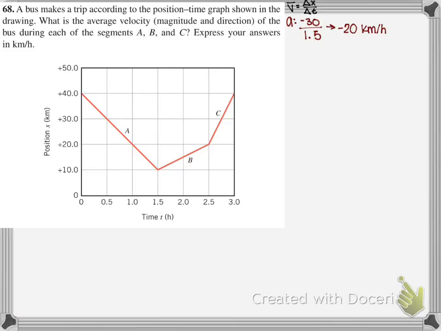A is going down 30, so it's negative 30 kilometers over 1.5 hours, which gives you negative 20 kilometers per hour. The negative shows the direction of it moving downwards. The 20 is your magnitude, your number. Now for B, it's positive 10 over 1 hour, which gives you positive 10 kilometers per hour. And C is positive 20 kilometers over 0.5 hours, which gives you positive 40 kilometers per hour.